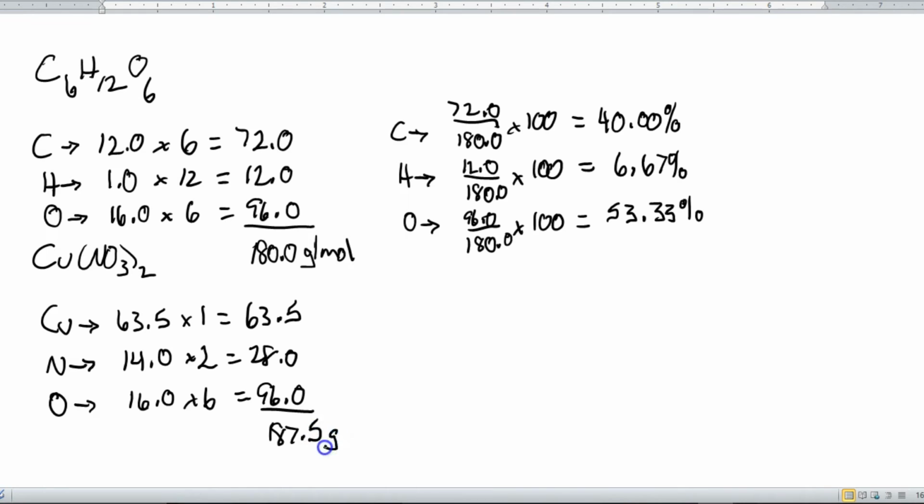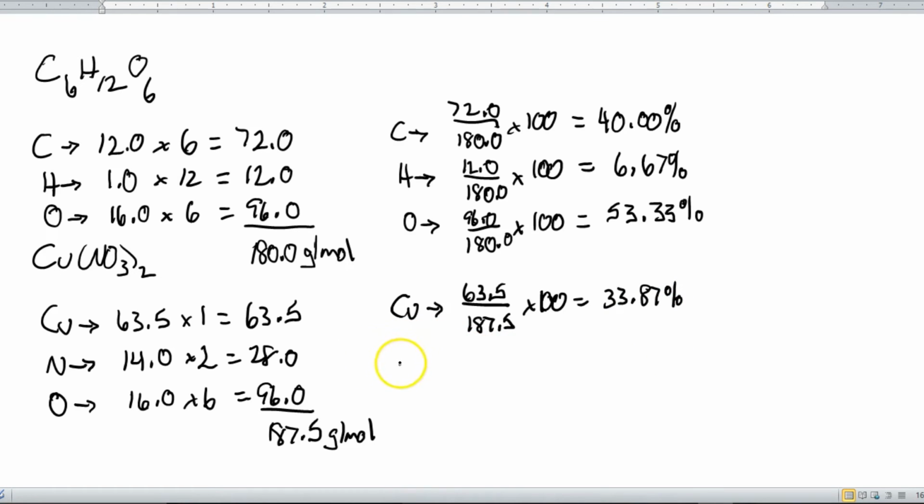187.5 grams per mole. Now that we know the molar mass, we're going to divide each of the individual masses by the whole. So here we go. Copper has a mass of 63.5 divided by 187.5 times 100, and that comes out to be 33.87%.